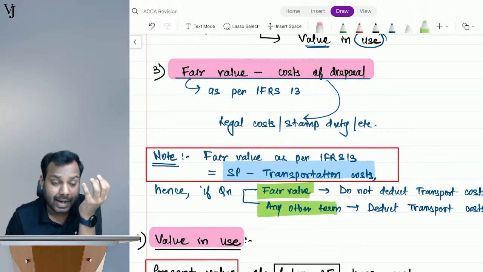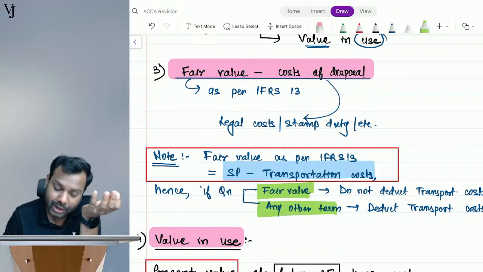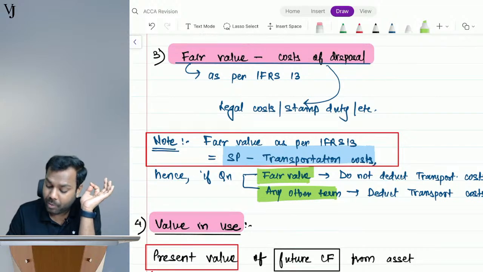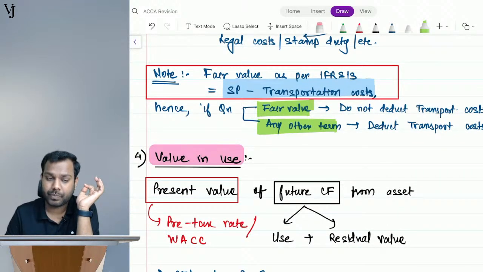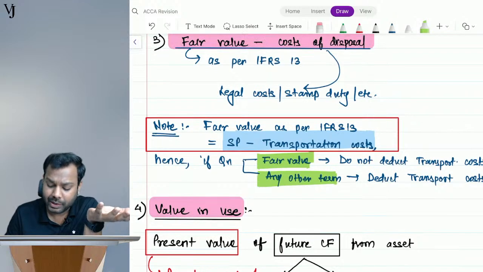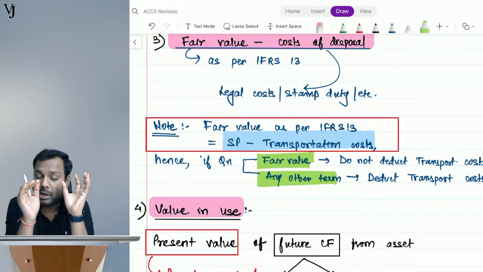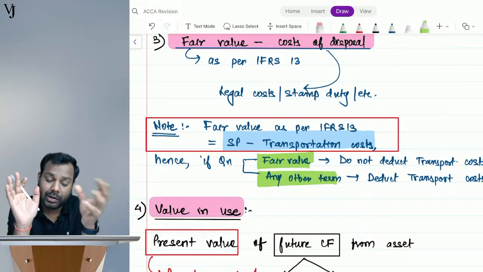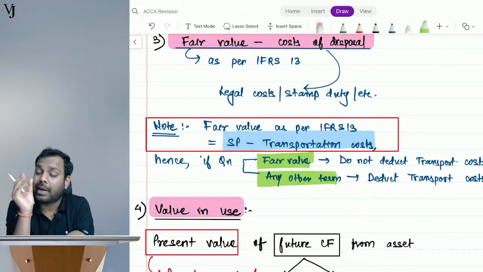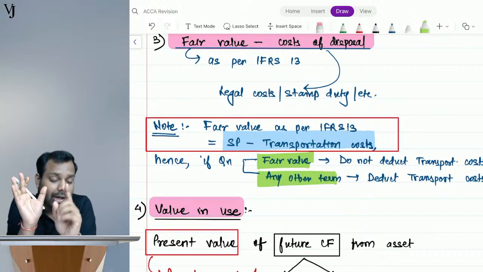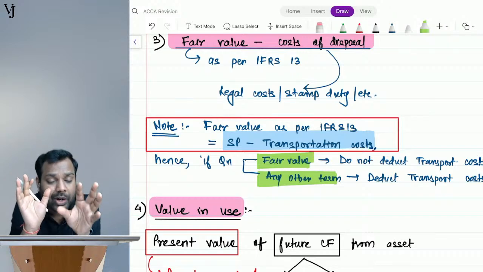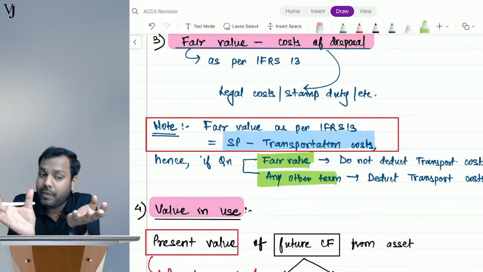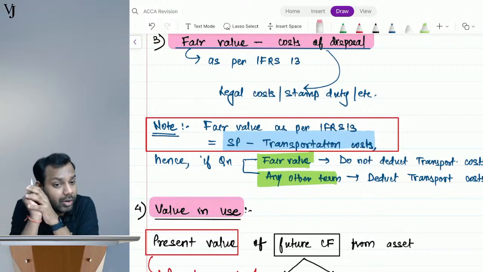Any directly attributable transaction costs, you will definitely adjust here. But I am talking about transportation cost. Legal cost is also a transaction cost. There are two things: transaction costs and transportation costs. Transaction costs I will definitely adjust here. Transportation costs I will not adjust if the question uses the term fair value, because the fair value is already adjusted with the transportation cost. If the question uses any other term, we will adjust transportation costs. Is it clear now?